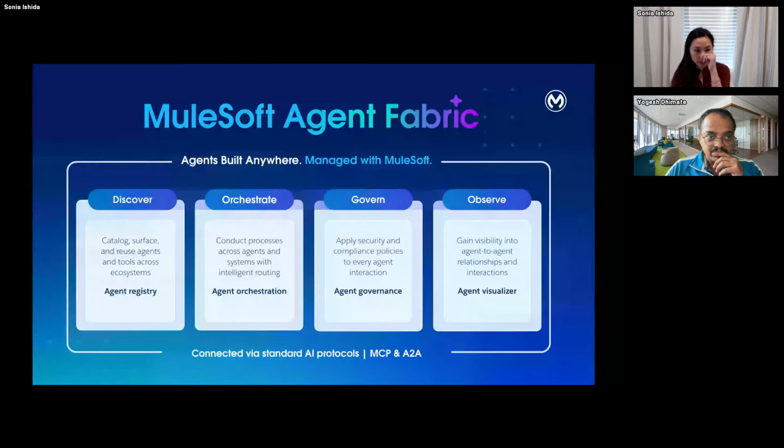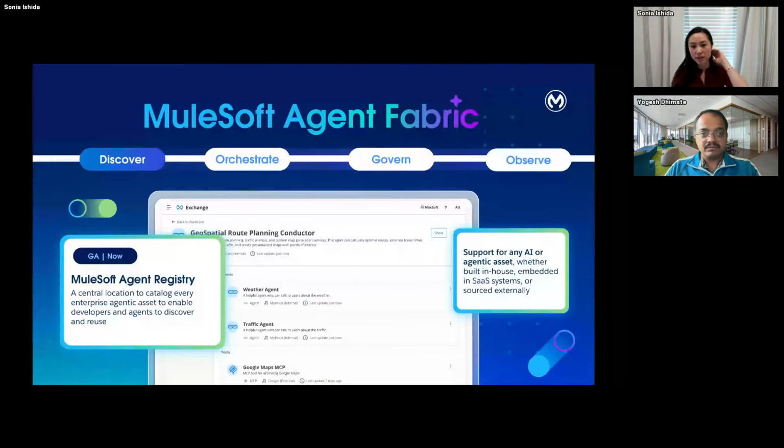Now, before I hand it over to Yogesh, I just want to double click a little bit into each of these product capability pillars. This is really the first step towards building that coordinated agent ecosystem. With MuleSoft Agent Registry, our enterprises are going to get a single catalog for every AI agent or asset, whether that's built in-house, embedded in SaaS, or sourced externally. Our developers and even agents are going to be able to dynamically discover and reuse existing assets, helping them accelerate innovation while preventing duplication. This is how we make those agent ecosystems composable, scalable, and easy to manage.